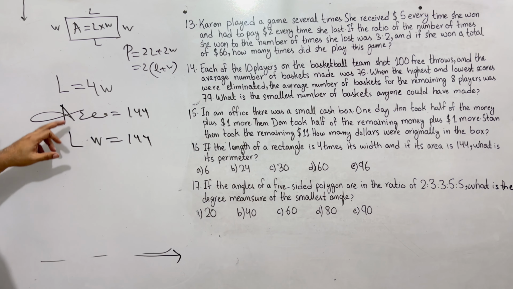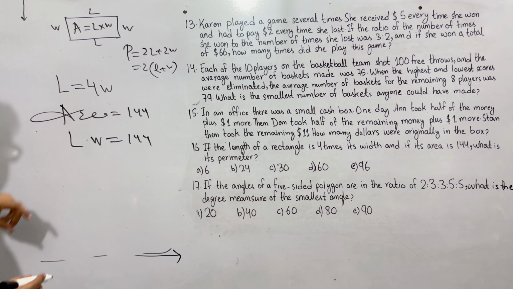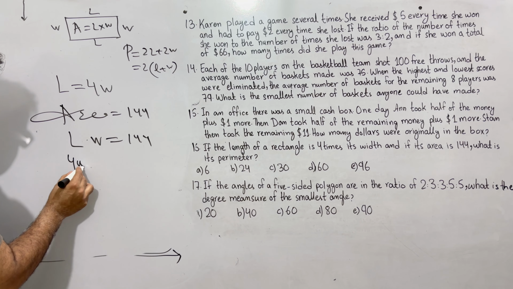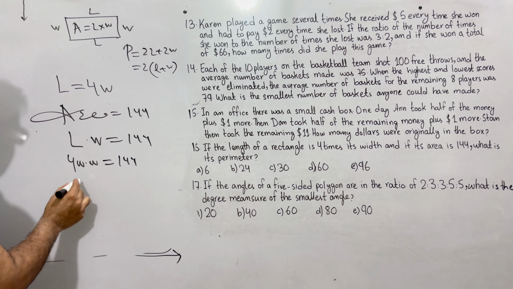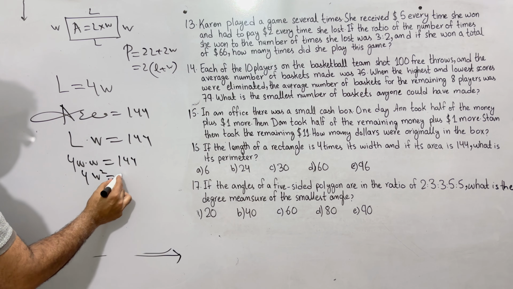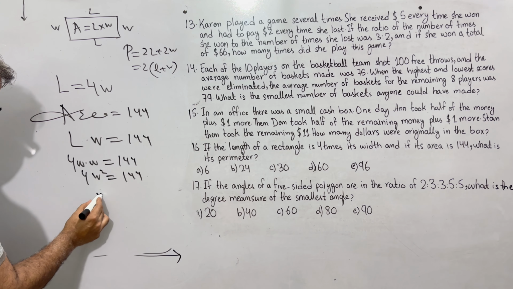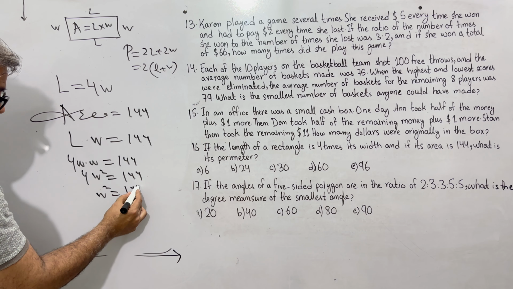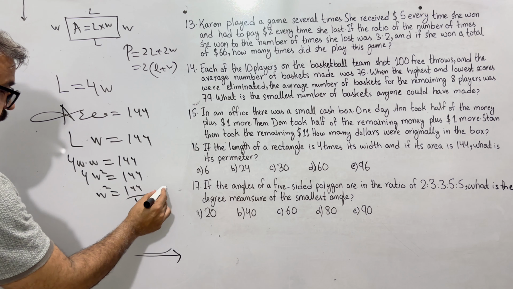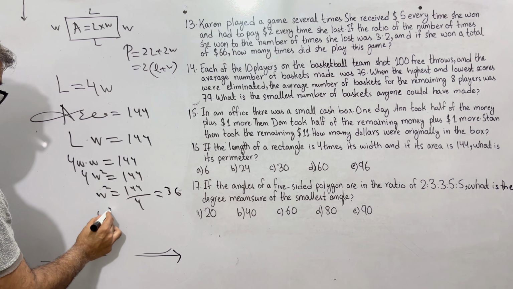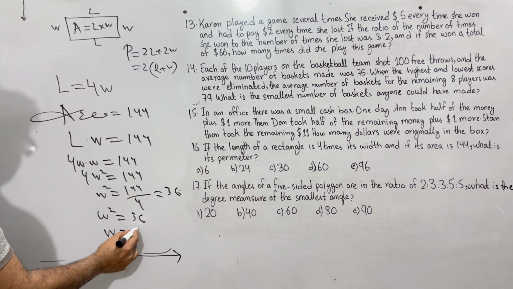I can easily plug in the value of L, that is 4W, here. I get 4 times W times W is equal to 144. It will become 4W squared is equal to 144. Solving for W squared, dividing by 4, W squared is equal to 144 divided by 4, which is 36. So W is the square root of 36, which is 6.